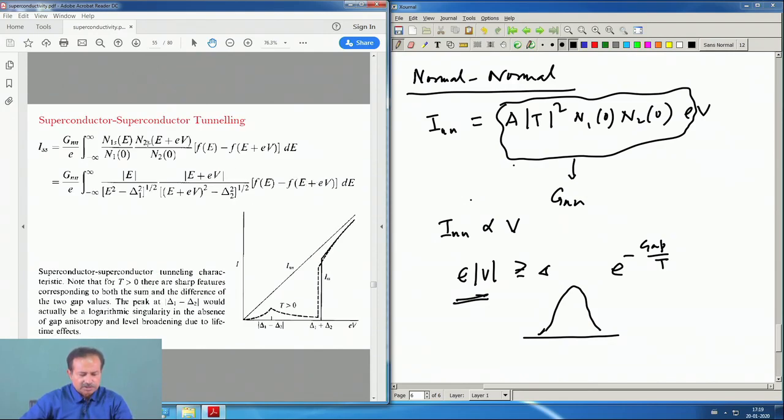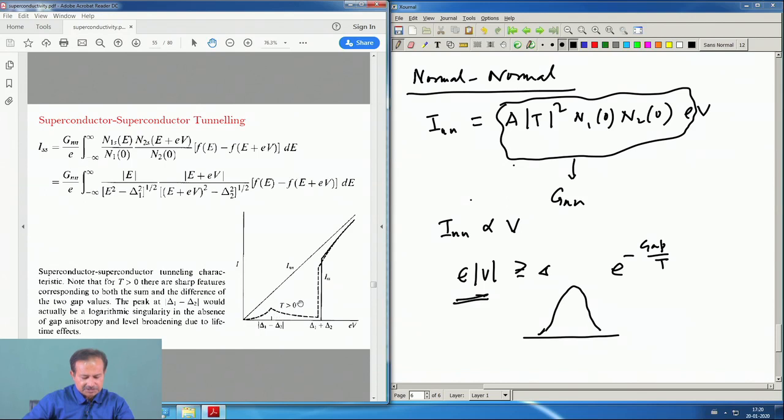This is superconductor tunneling, and it has a characteristic which is a bit different, in the sense that there are two gaps. You have to consider the two densities of states at two energies, put in the density of states forms, and see where the conduction starts. This is the picture. See, the I NN is ohmic, and this one has this kind of structure. This is the I SS.